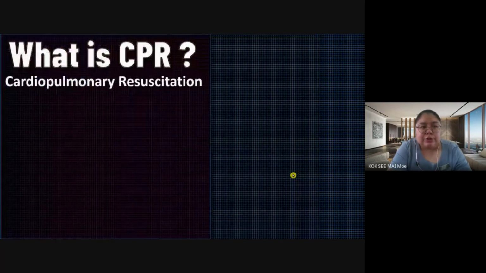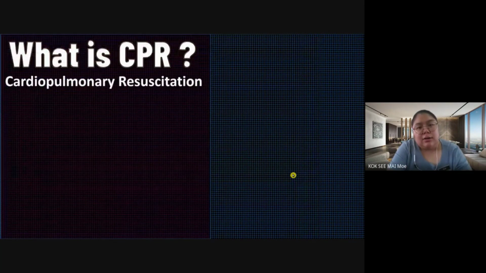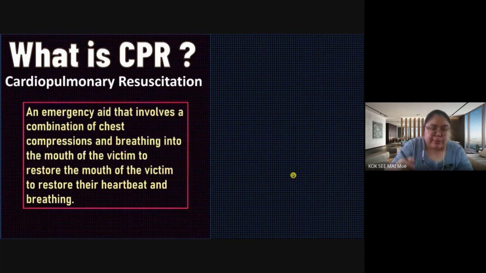Now the first step is, what is CPR? What exactly is the meaning? This is cardiopulmonary resuscitation. The meaning, first, emergency: it is used as an emergency aid. It also involves a combination. The process combines 2 things: one is chest compression, and also breathing into the mouth of the victim. So there are 2 processes. One is compression. Number 2 is breathing into the victim's mouth.